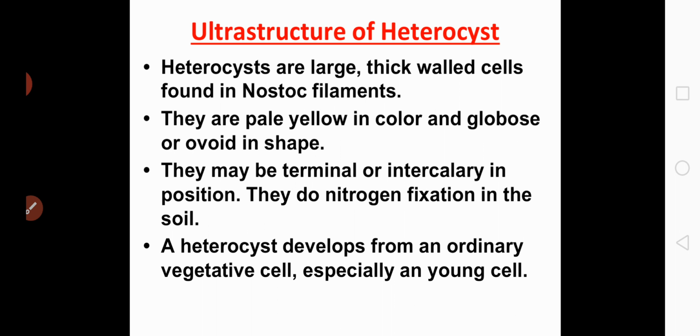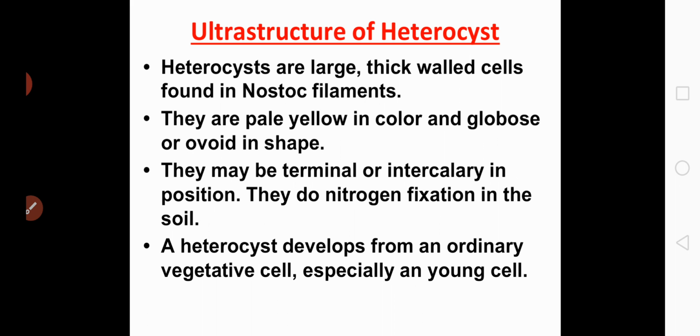So coming to the second topic, ultrastructure of heterocyst. These heterocysts are large thick-walled cells found in Nostoc filaments. They are pale yellow in color and globose or ovoid in shape. They may be terminal or intercalary in position. Terminal means they are present at the tips, and intercalary means held in between the cells. The function of the heterocyst is to fix atmospheric nitrogen.